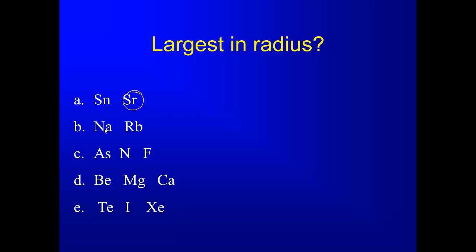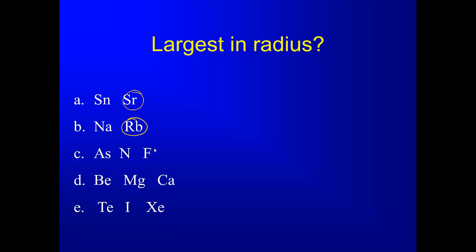Okay, how about sodium and rubidium? Hint, group 1. Now we're looking at a group trend. So as you go down the group, rubidium's electrons are further away from the nucleus, therefore rubidium is going to have a larger atom.